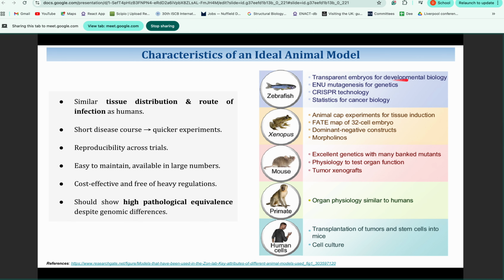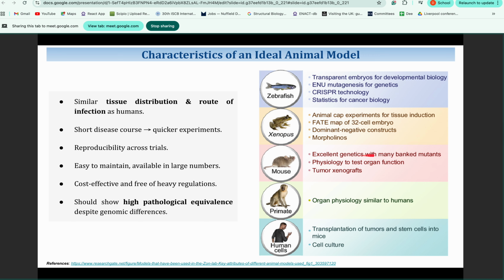Whenever we want to study developmental biology, that is, how the growth is taking place, we can use the zebrafish as a model organism. We can perform mutagenesis for genetics. We can see the results of CRISPR technology, or we can use it for the statistics for cancer biology. If we talk about Xenopus, there are animal cap experiments for tissue induction, fate map of 32 cell embryo, and dominant negative constructs and morpholinos can be designed in Xenopus.